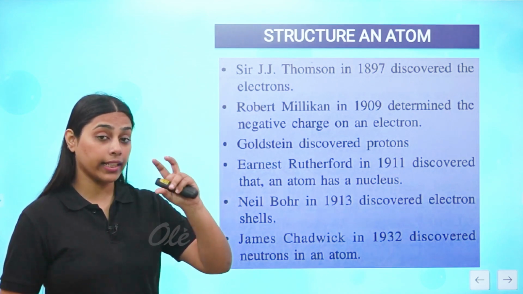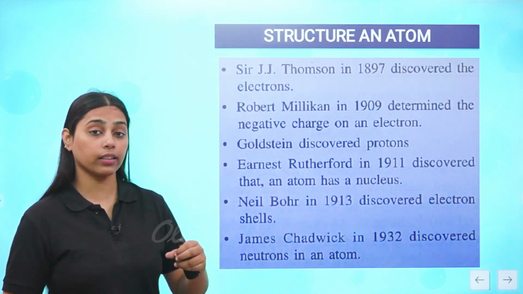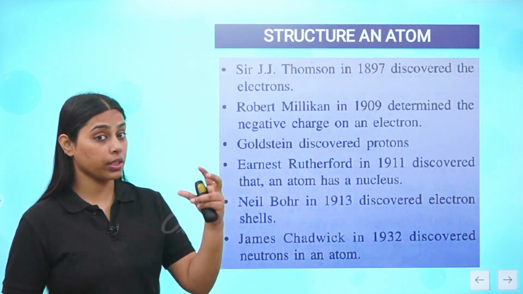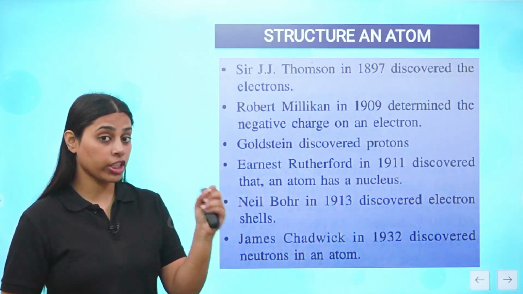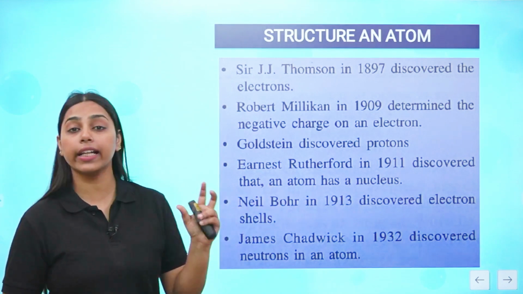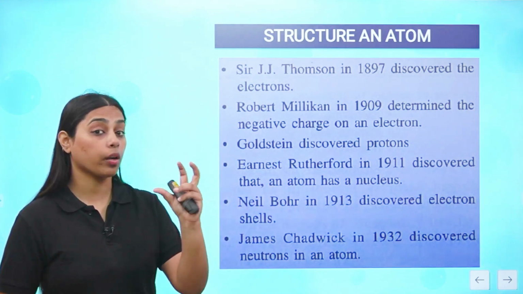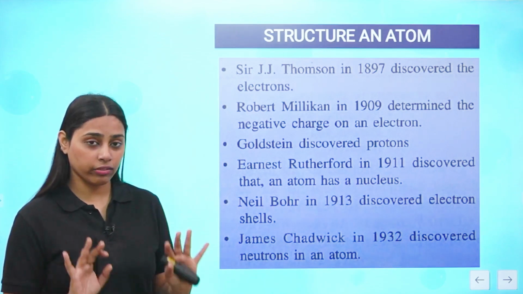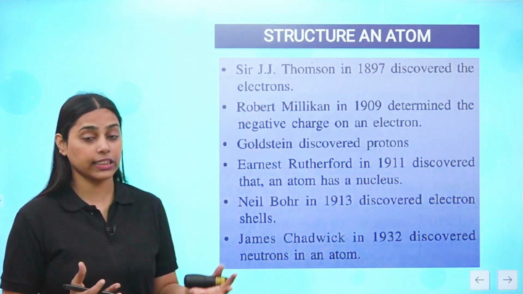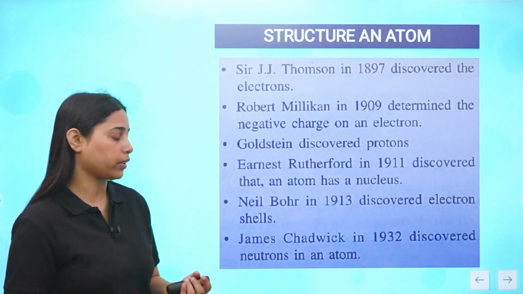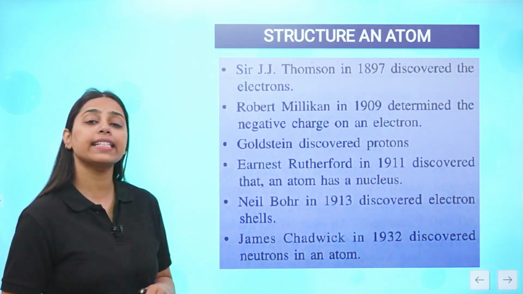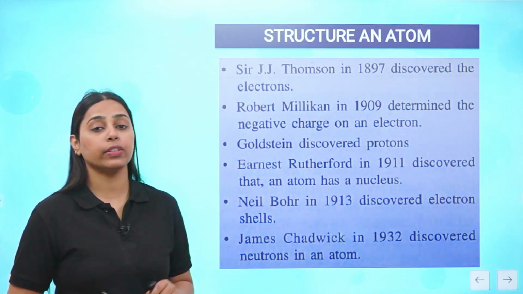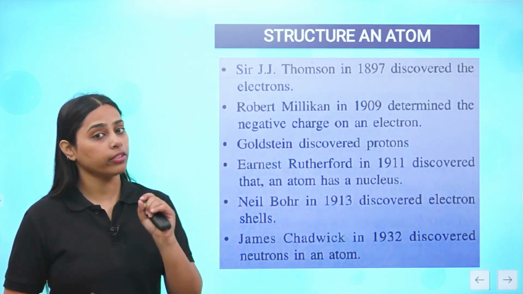He let us know that these electrons are present in a particular place in an atom, which he called energy shells or electron shells or orbits also. We'll be seeing these terms, so do not get confused or worry about what these terms are. We'll be dealing with all these terms one by one. Then there is James Chadwick also in 1932, and he is involved with the discovery of neutrons.